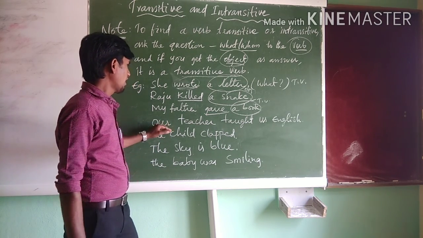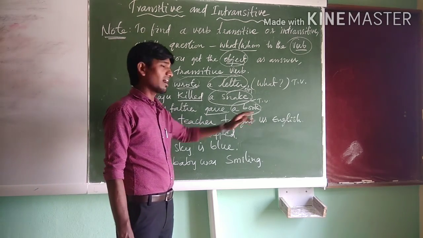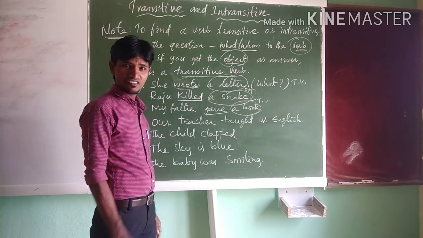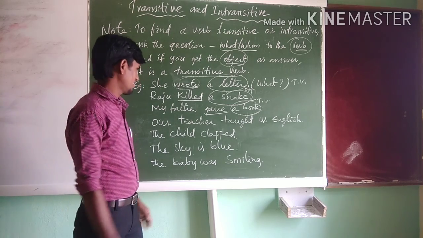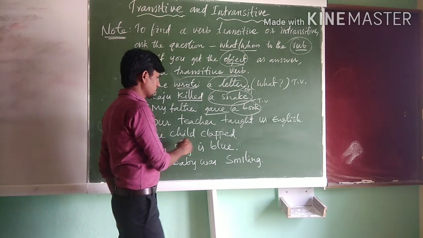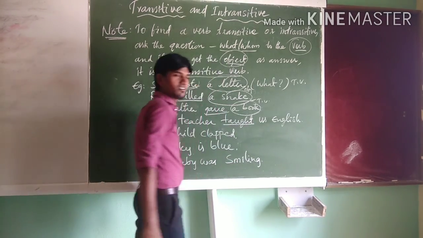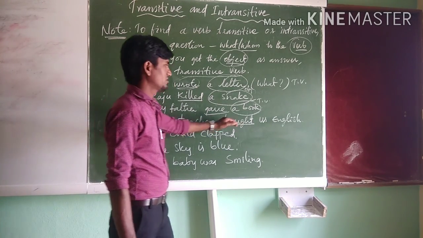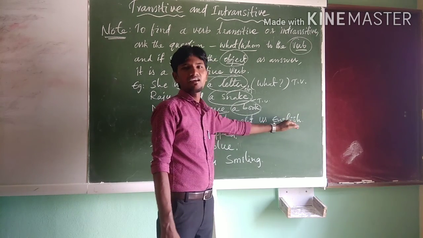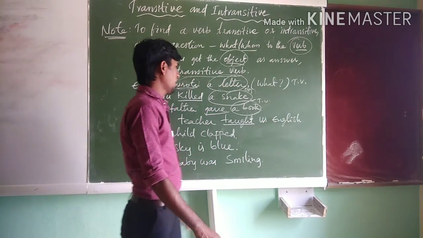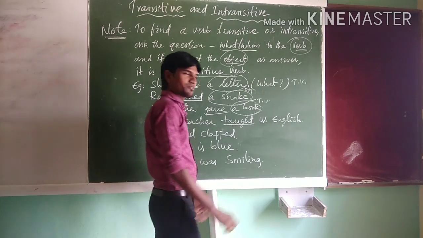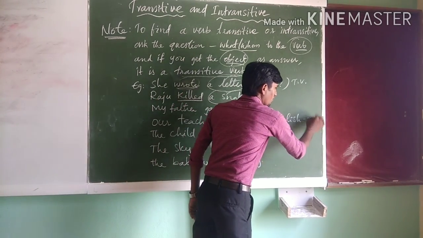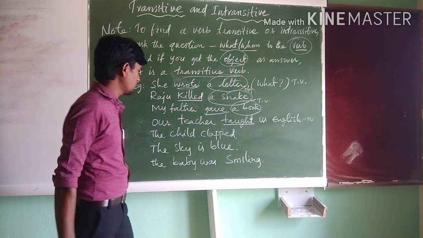Next example, our teacher taught us English. What did your teacher do? Taught us English. So, in this, the verb is taught. What did the teacher do? She taught us, or he taught us English. The object is the answer. Therefore, it is also a transitive verb.